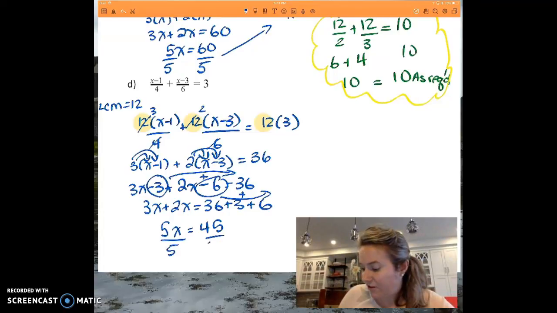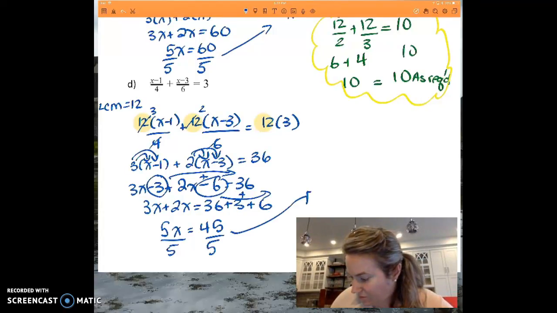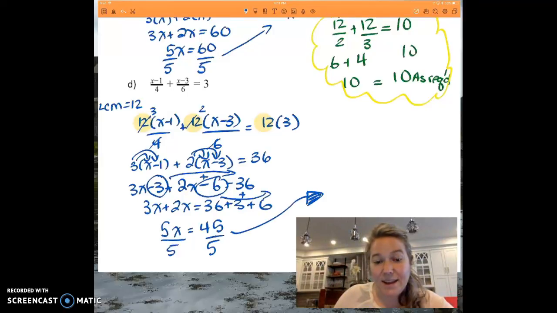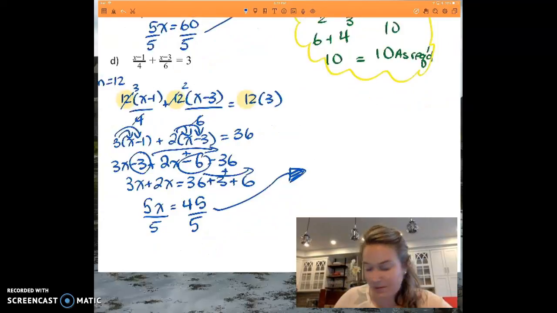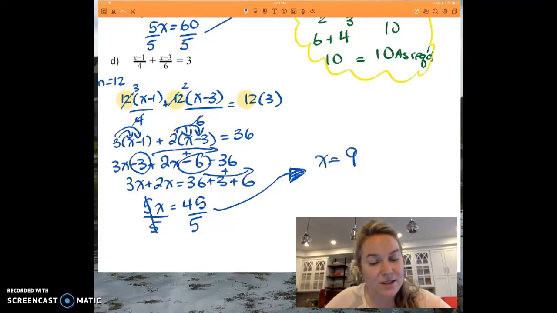Divide both sides by 5. And 5 divided by 5 is 1. 45 divided by 5 is 9. I'm going to get x equals 9 as my final answer. So you can see using this lowest common multiple method is a really elegant and easy way of taking the fractions out of the equation.